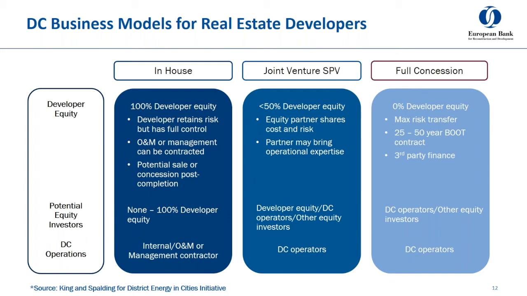So let's take a look at some of the common business models used by developers. The first would be an in-house approach. Here, the developer chooses to fund and retain control over the district cooling network in their development, but they're also retaining risk. Some reasons this may be more likely is that they have some in-house utility management expertise. However, they can also hire a management contractor to operate and maintain the network for them while they still retain ownership and control.